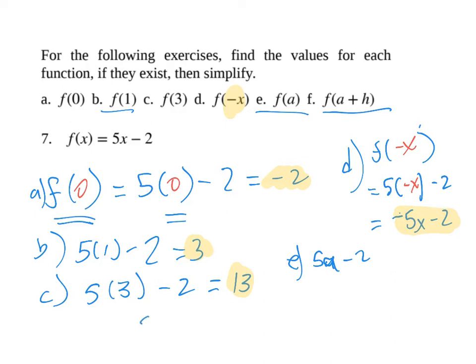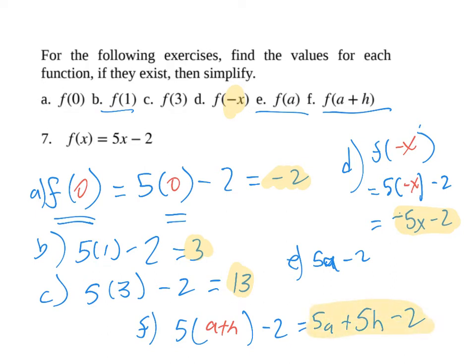I'm going to write that right along the bottom here. For letter F, it's 5 times a plus h. You have to put that in parentheses because eventually when we simplify this, we're going to distribute that. So 5 times a plus h minus 2. And then when we distribute, we get 5a plus 5h minus 2. None of those are like terms, so there's no more simplifying we can do. And then this expression is our answer for that one.